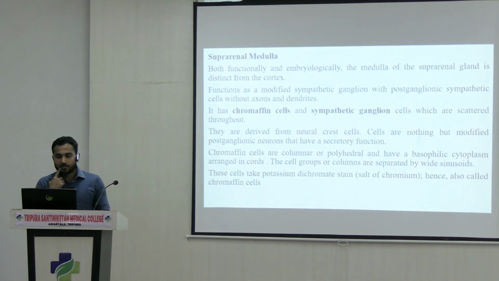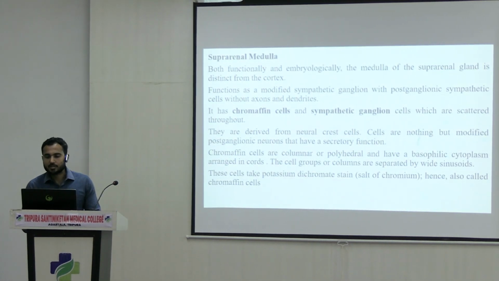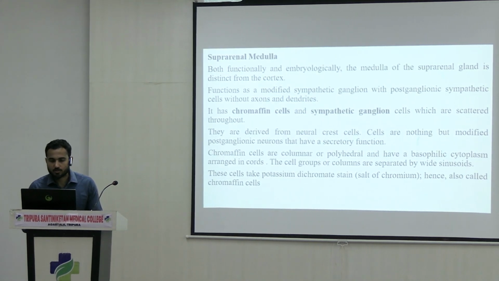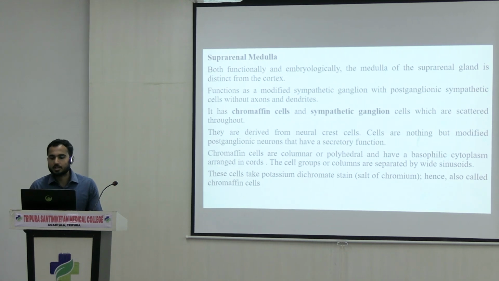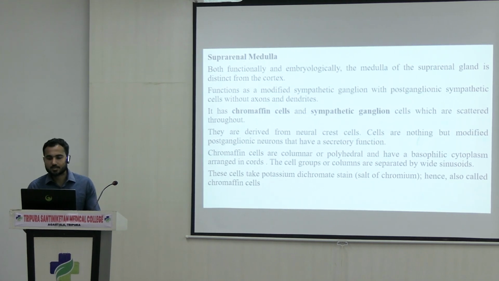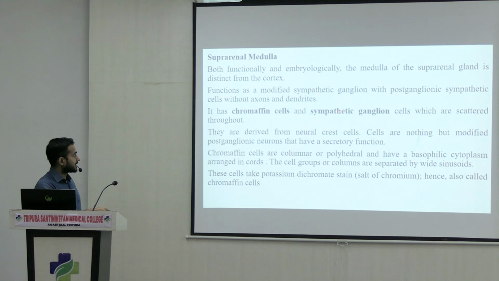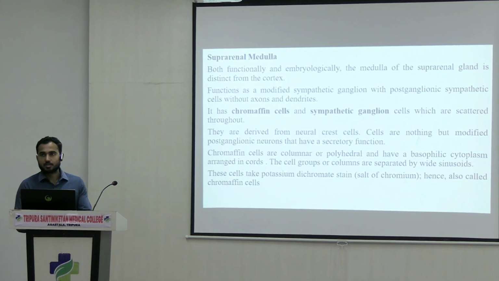Next is the suprarenal medulla. Functionally and embryologically, the suprarenal medulla is totally different from the cortex. What is present in the suprarenal medulla? Sympathetic ganglion with postganglionic sympathetic cells are present, but axons and dendrites are absent. It has two important types of cells, the chromaffin cells and the sympathetic ganglion cells. These are the two types of cells present in the medulla.